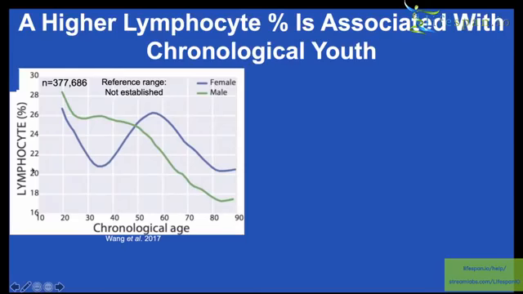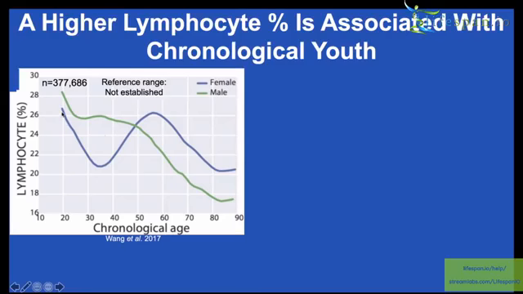This is lymphocyte percentage as a function of chronological age in a large study, 380 or so thousand people. What we can see is for men in green, it pretty standardly decreases from 28% of all white blood cells to somewhere around 18%. So about a 10% decrease for the men.